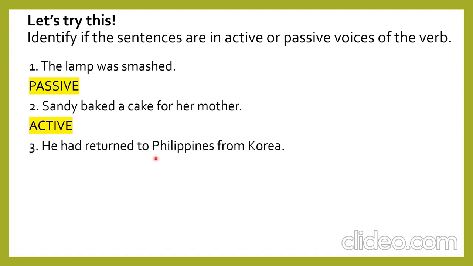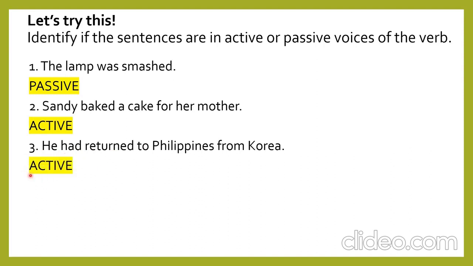He had returned to Philippines from Korea. The verb is had returned. Not only returned, but had returned. And the subject is he. Now, is he the doer or receiver of the action?